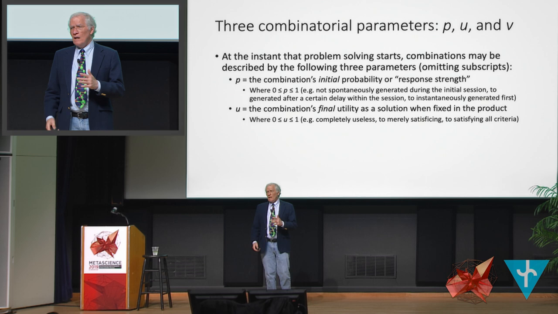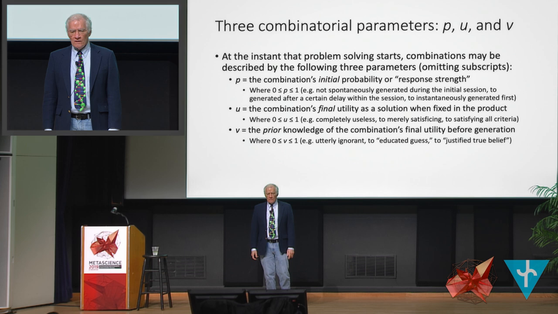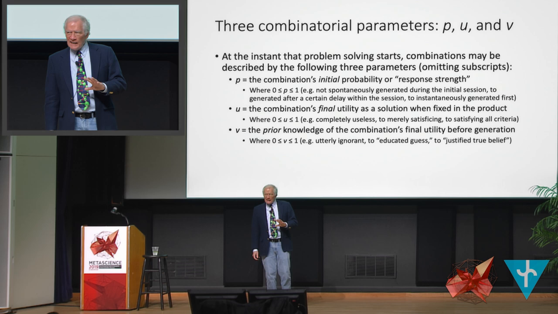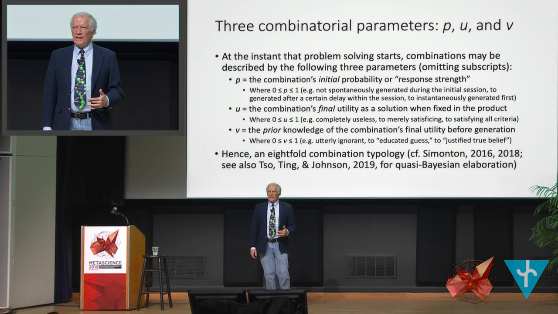And this also ranges from 0 to 1 inclusively, so from completely useless to merely satisfying to satisfying all criteria. And finally, and this is what's often overlooked, V, which is the prior knowledge of the final utility before generation. This also can range from 0 to 1 inclusively. So you could be utterly ignorant of the final utility. You could have an educated guess or hunch, and you could have a justified true belief. And I'll give you an example of what we mean by that in a moment. This yields an eightfold combination typology, which I'm gonna go over.